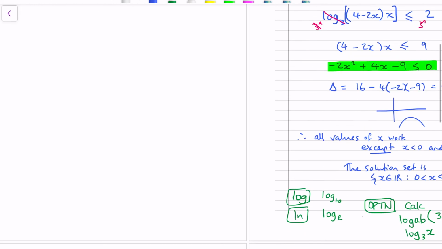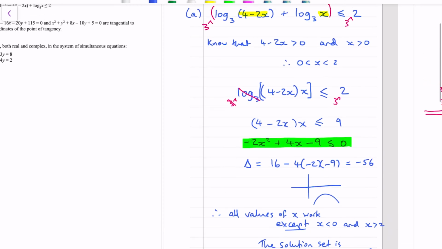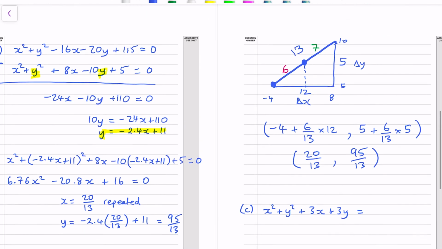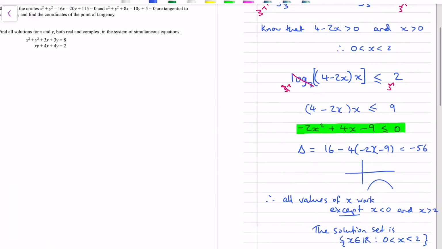x squared plus y squared plus 3x plus 3y equals 8, and xy plus 4x plus 4y equals 2. So check I've got that right.